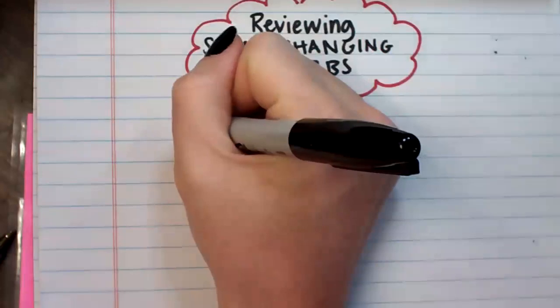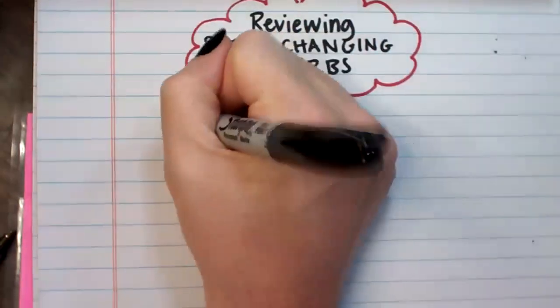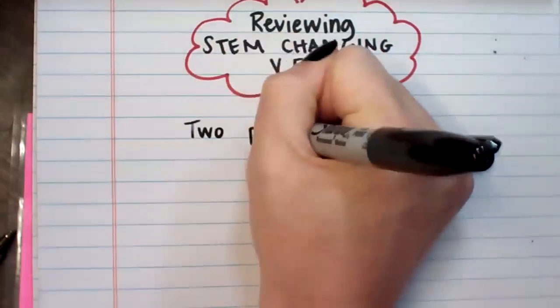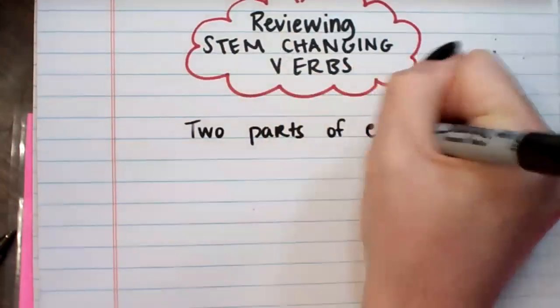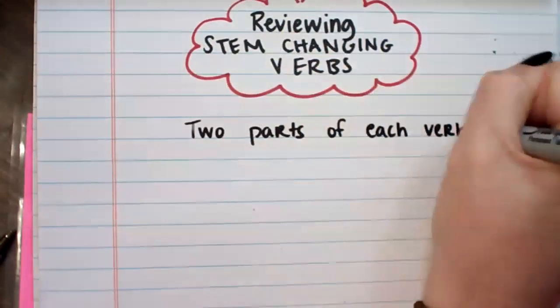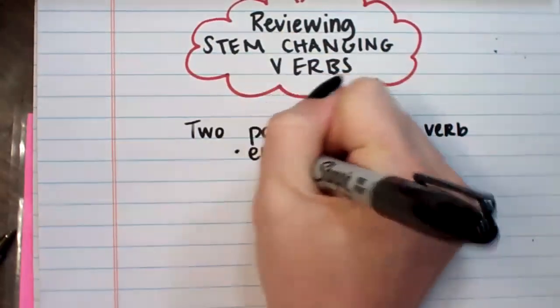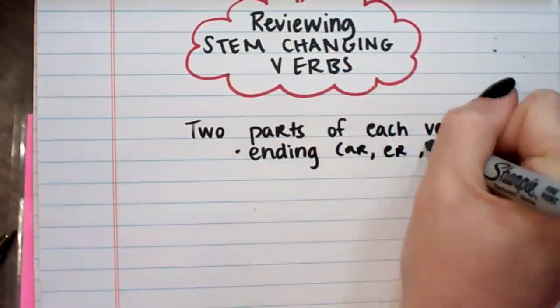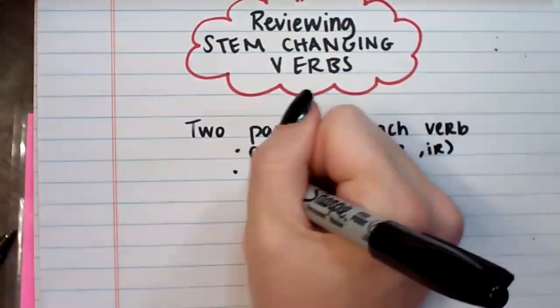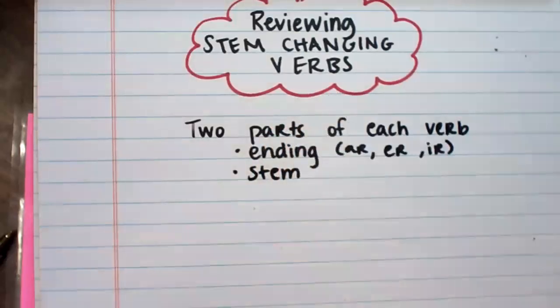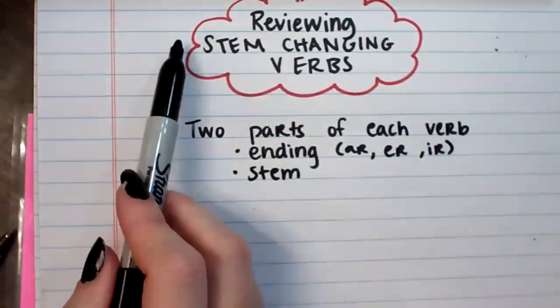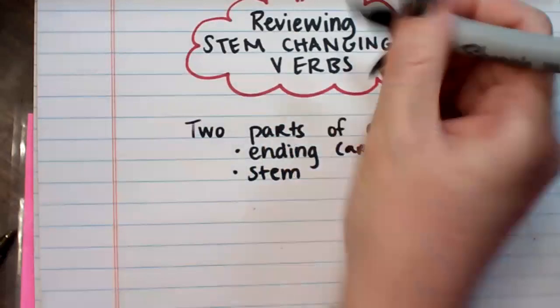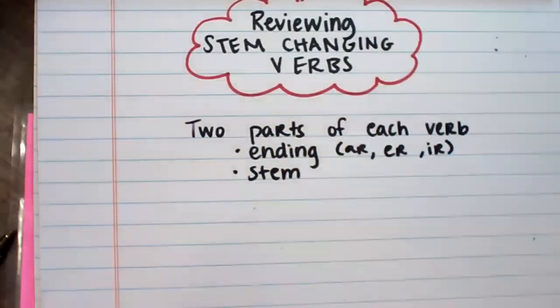So the important thing to know, in Spanish, all verbs have two parts. They have the infinitive ending, which is your AR, ER, or IR. And then the rest of the verb is classified as the stem. Now, an important thing to note about stem changing verbs is that not every verb in Spanish is a stem changing verb. In fact, it's kind of a rare thing.